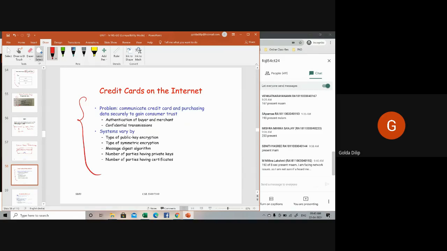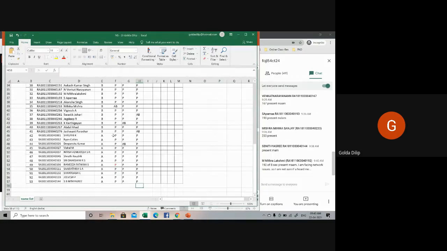Mitra Lakshmi, yeah? Mitra Lakshmi, 192. I think I have marked you. Just a second, I'll note. Yes, Mitra Lakshmi, you are being marked. No issues.